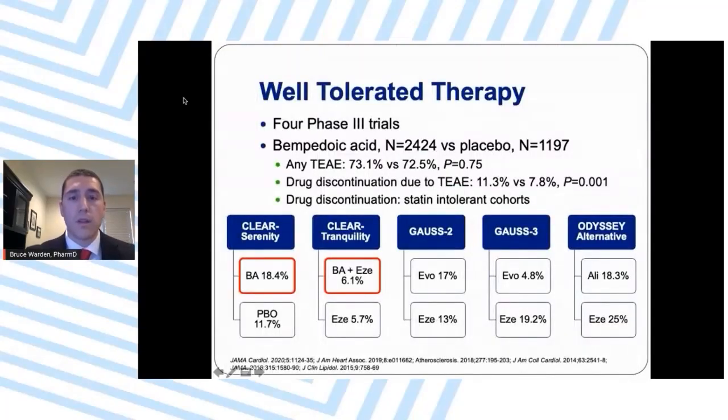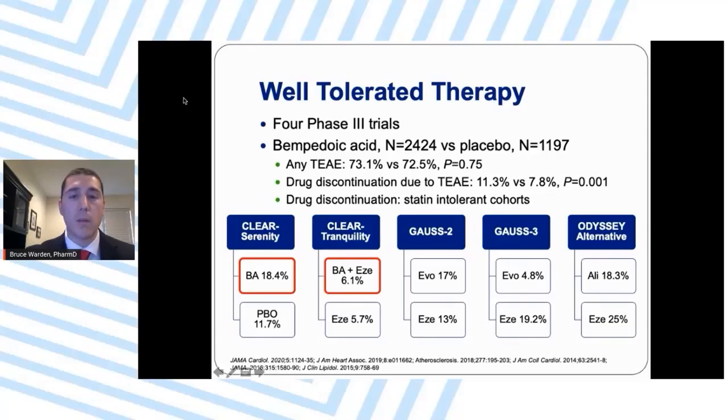So I want to start with the notion that bempedoic acid overall is a very well-tolerated therapy. If we look at the clinical trials, there have been 4 phase 3 trials evaluating just over 2,000 patients on bempedoic acid. And what we see is that treatment emergent adverse events, so side effects, are really no different with bempedoic acid as compared to placebo. We do see a slight increased risk of drug discontinuation due to side effects of bempedoic acid in roughly 11% as opposed to 8% in placebo.